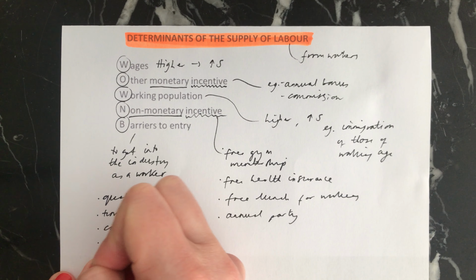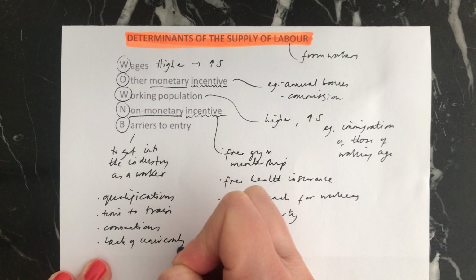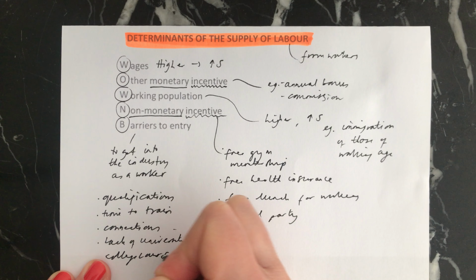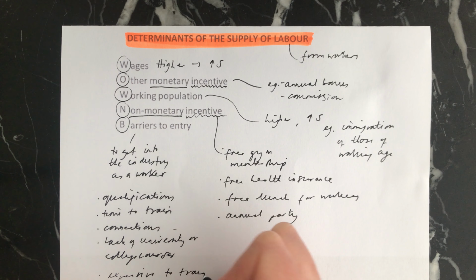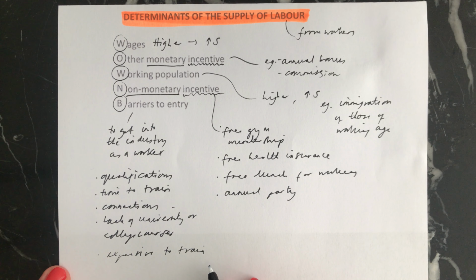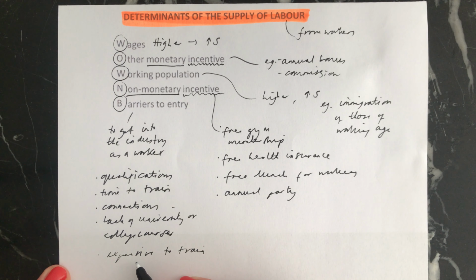There may be a lack of university or college courses for some areas, and that would reduce the supply of labour in those areas. Or it may be very expensive to train to do something. Again, that would decrease the supply of labour in that market. So you need to think about how easy is it to get into the market.